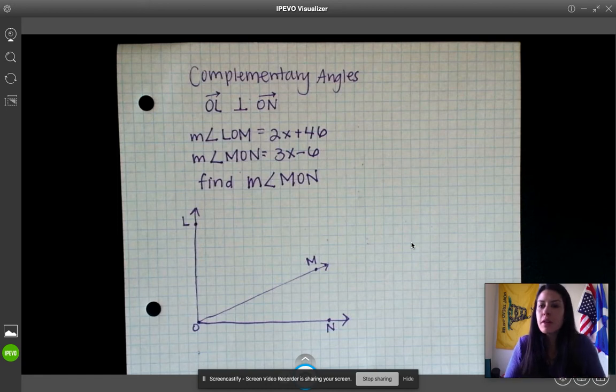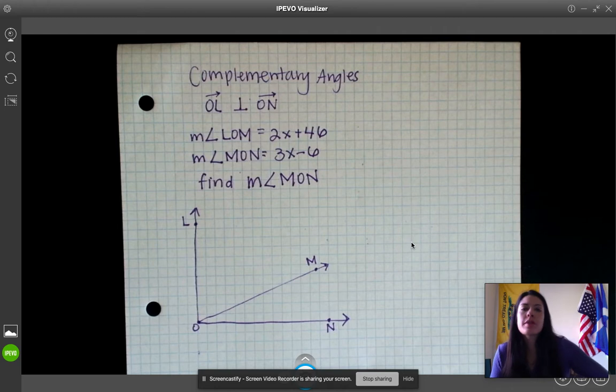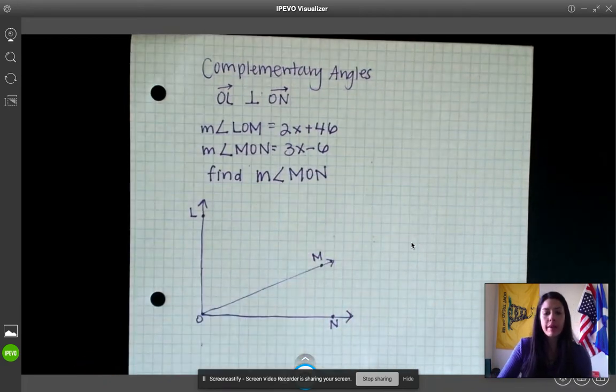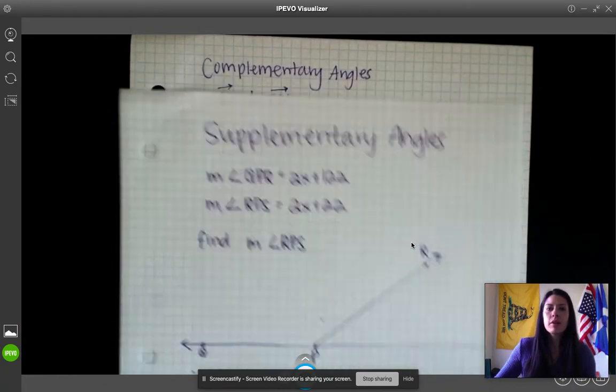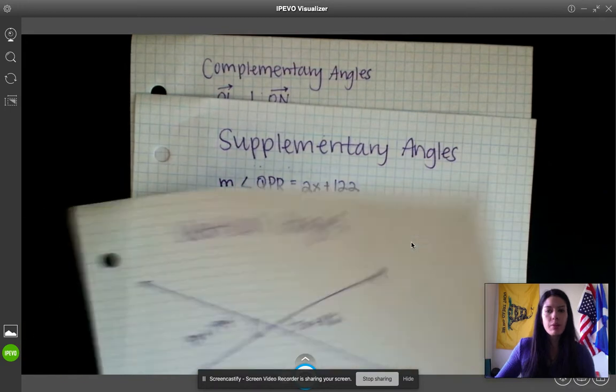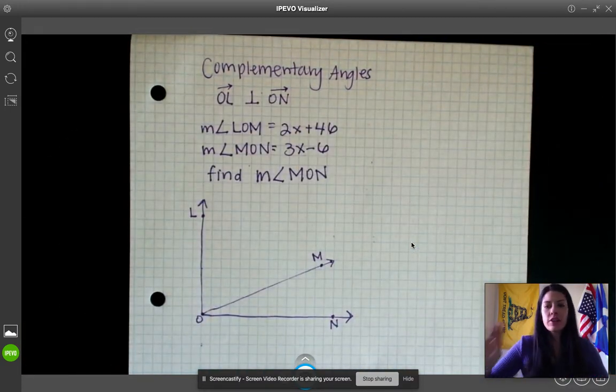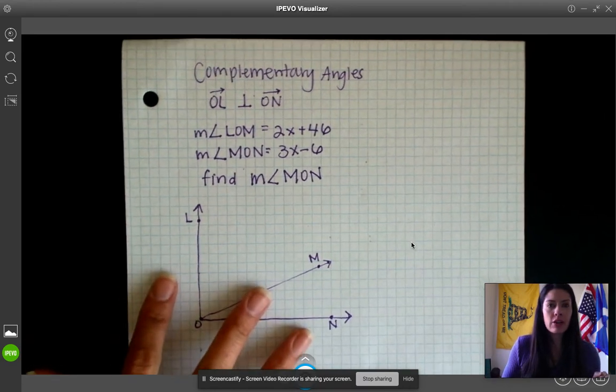All right, we are going to be looking at how to write and solve equations with three kinds of pairs of angles. First, we're going to look at complementary, then we will look at supplementary, and then we will look at vertical angles, okay? So the first thing is complementary angles.